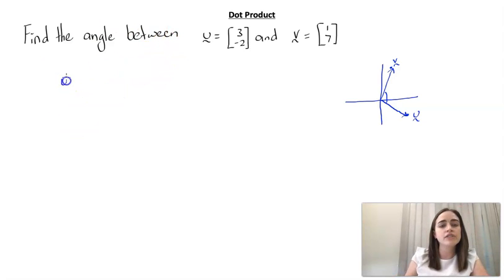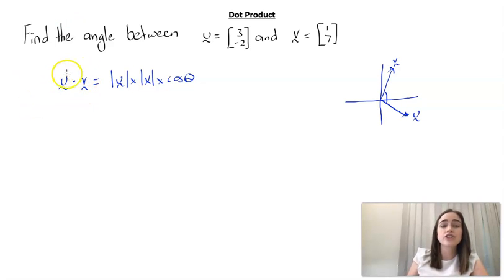So our first formula was this guy here, where we're timesing the magnitudes together and then times cos theta. Okay, so to find our dot product, we can actually use the second formula in here because we have the components. So we can do our 3 times 1 plus our minus 2 times 7. That'll find our dot product using that second formula. And we can find our magnitudes using Pythagoras' theorem.